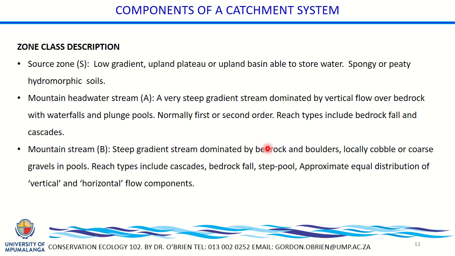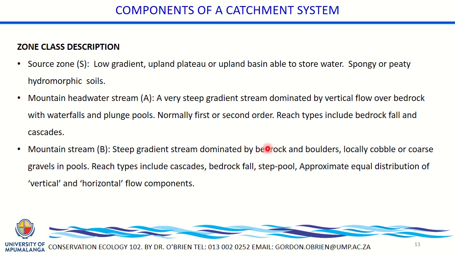I'm going to introduce this to you now, guys, because later on we're going to talk about different types of river ecosystems. One of the most important things about a river ecosystem is that it changes along its length. Along the length of a river, you can generally characterize headwater streams, which have a very steep gradient, dominated by vertical flows over bedrock, lots of waterfalls, plunge pools, fast, first or second order systems.